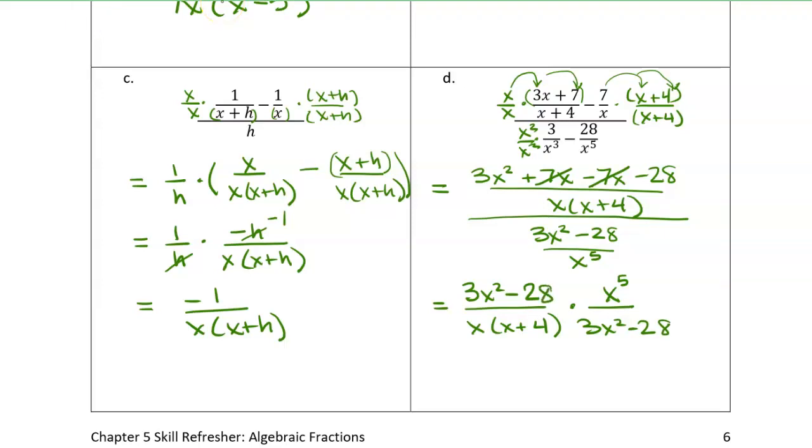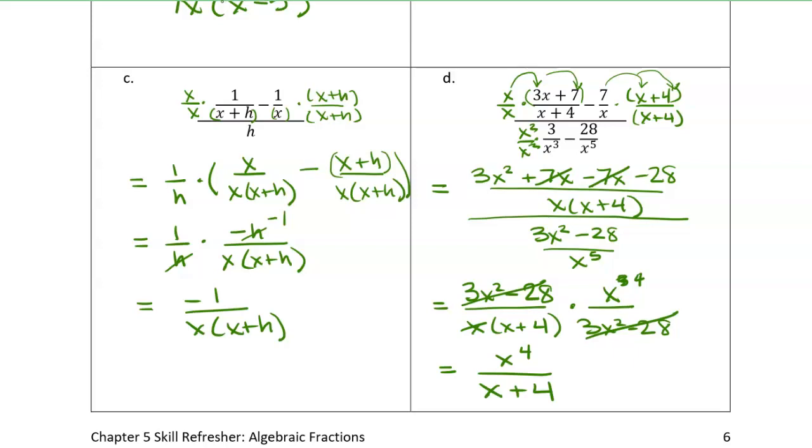Because, woohoo, look at that. We have a common factor of 3x squared minus 28. That just goes away. And it looks like we have a factor of x in the denominator and 5 factors of x in the numerator. So I can cancel that x with one of these. And so the exponent becomes a 4. So what we have left is x to the 4th all over x plus 4. Nice. Much better. Much, much better than what we had before.